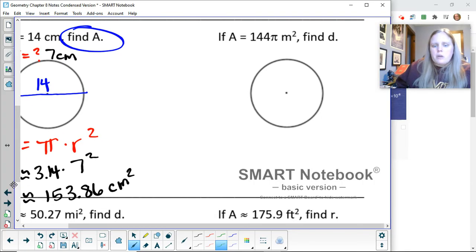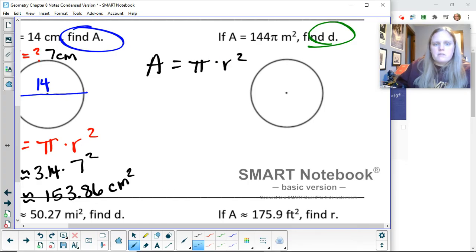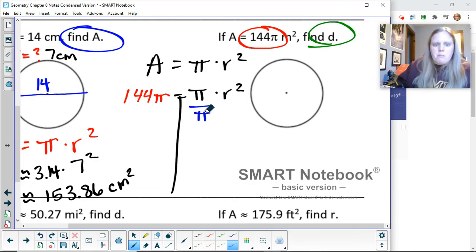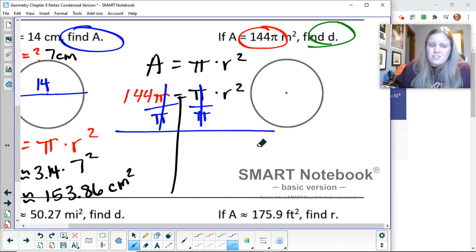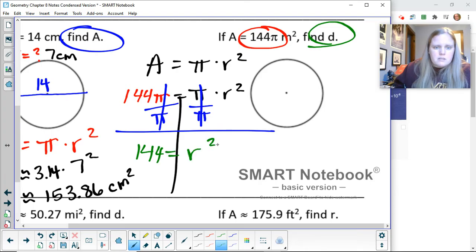All right, same situation, except once you find the radius, then double it to find the diameter. So go ahead and try doing a T-chart on your own for this one. Okay, take that 144 pi, plug it in for capital A, and then do a T-chart. We're going to divide by pi on both sides, which makes it really nice. They just cancel out. You could change it to 3.14 if you wanted to, but they're gone anyway, so it doesn't even matter. And then I've got 144 equals radius squared.